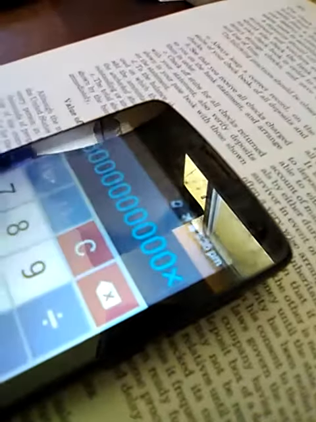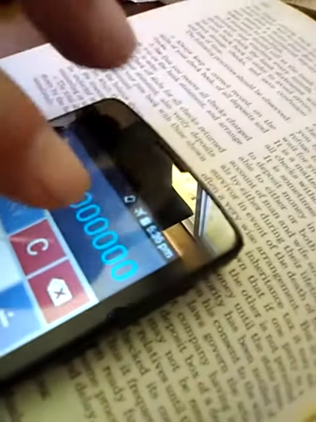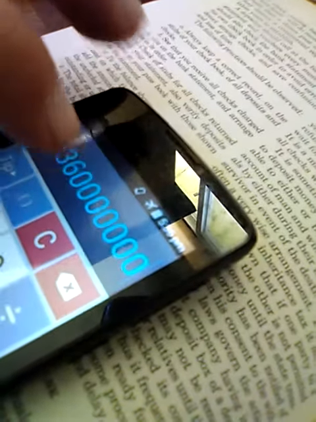6 billion times 0.06 equals 360 million. Now that's not quite right, is it? No, 36 million would be 6% of 6 billion. So that would be 36 million. No, 36 billion.